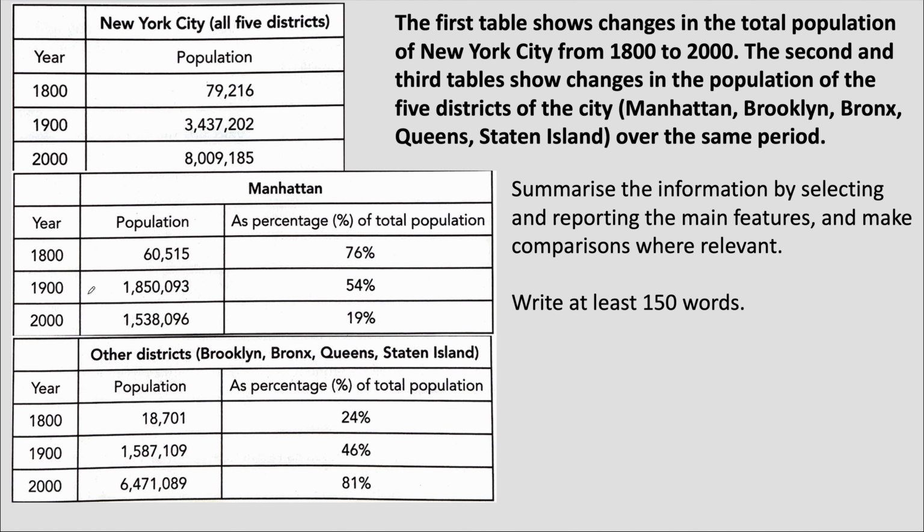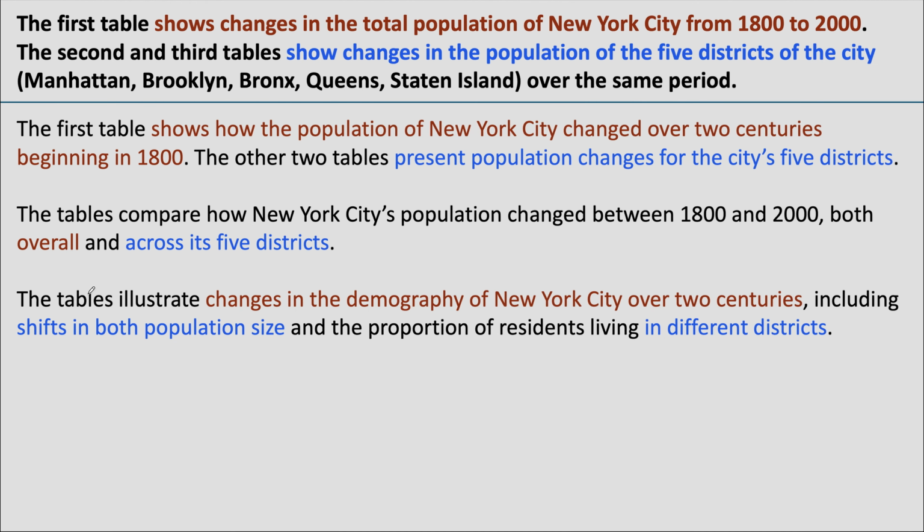This is our question. We begin with paraphrasing the question, which means writing the same idea in different words. On the screen, you can see this is the question, and these are different ways of paraphrasing. In the first paraphrase, I've changed the sentence structure. Instead of saying changes in population, I've written how the population changed. I've also used the word centuries and removed the names of the districts.